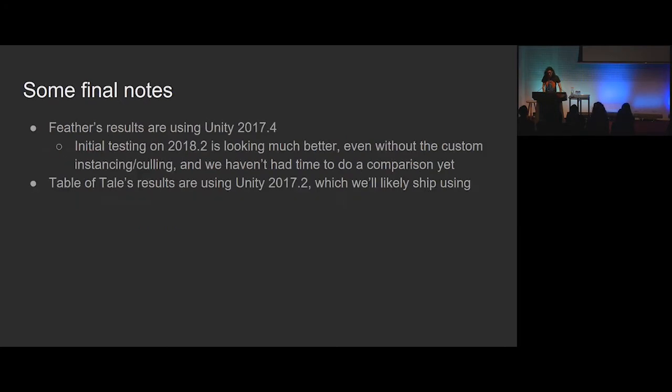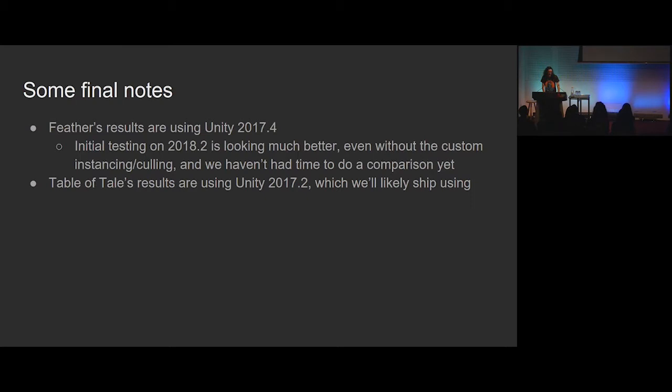I will note Feather's results are using Unity 2017.4. So our initial testing on 2018.2 is actually looking much better even without this system. The way we saw everything on one render thread before, that is actually spread across the job system now in 2018.2. I'm not sure, it might have been earlier in 2018. So that's nice to see that improvement's there. We haven't had enough time to do some testing and update. I didn't get a chance to update this presentation with that in mind, really.